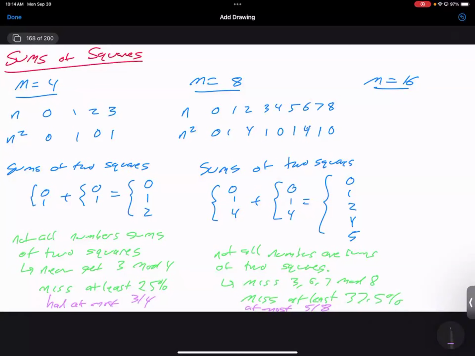No. So we have 3/4 that we got when we had m equals 4. We had 5/8 when we had m equals 8. We had at most 9/16. So do you think it's 9/16? Or 7.